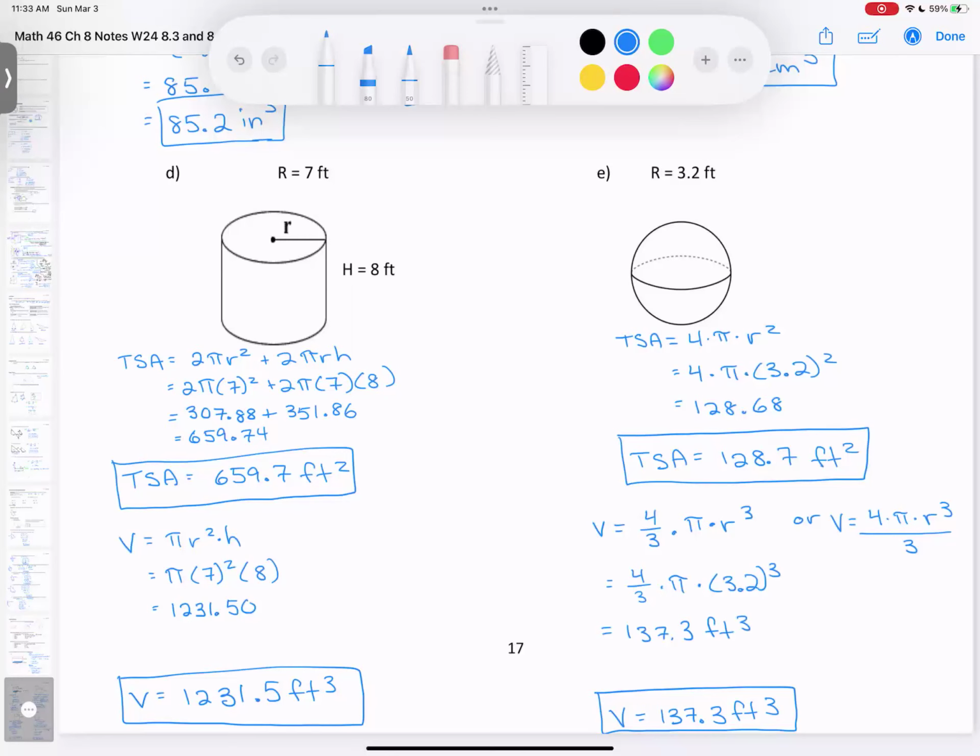And if you do it that alternate method, go ahead and try it. Convince yourself you will get the same thing. We've just moved the dividing by 3 to the end step. And that's it for chapter 8.